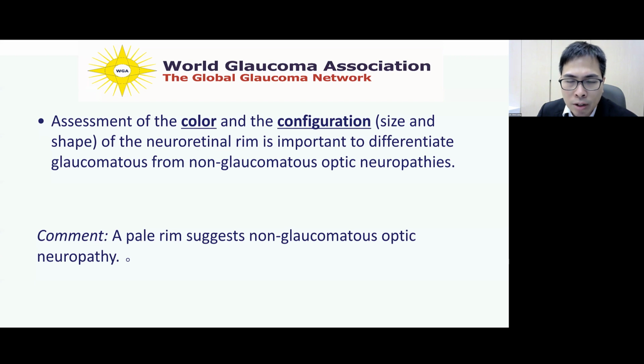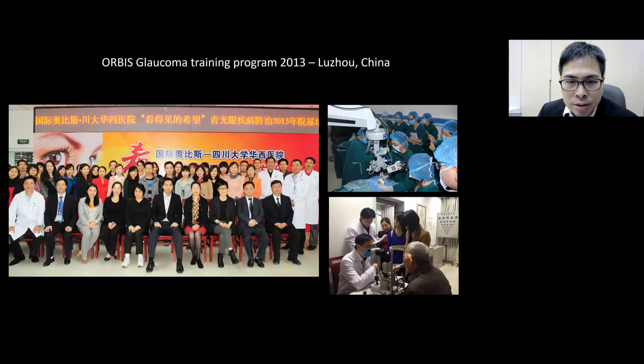This is also one of the key consensus points from the 10th World Glaucoma Association consensus meeting. A pale rim suggests non-glaucomatous optic neuropathy. So we have to look for the color. Pink rim indicates normal or glaucomatous optic neuropathy if the rim is also thin, but a pale neuroretinal rim would suggest the presence of non-glaucomatous optic neuropathies.